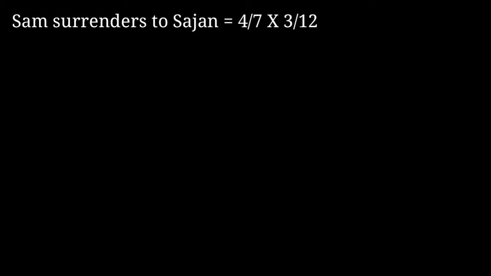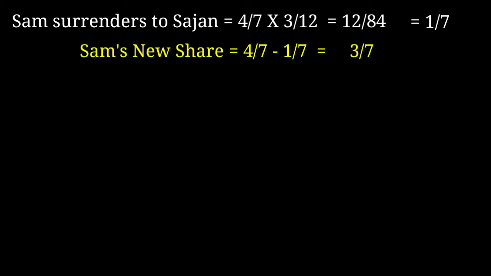So we can calculate 4/7 into 3/12. That is equal to 12/84. We can simplify 12/84 equal to 1/7. So Sam's old share is 4/7 and he gives to Sajan 1/7 portion from his share. So Sam's new share equals 4/7 minus 1/7. That is equal to 3/7.